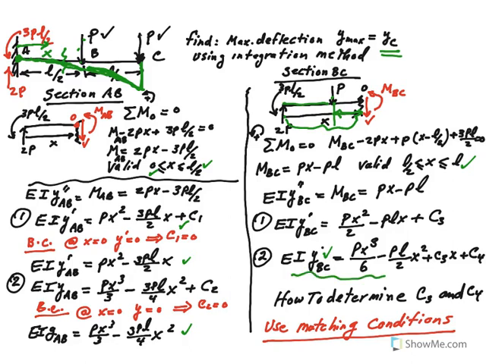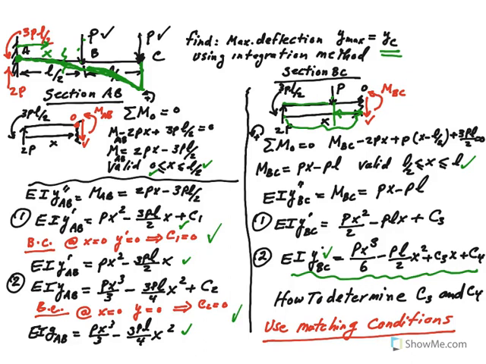See, the objective is to find the equation here. If you have that equation, then you're done. Just set x equal L, and that would be your maximum deflection. But how do you find C3 and C4? That's where we use what we call matching condition. So far we have used boundary condition, now we use matching condition.